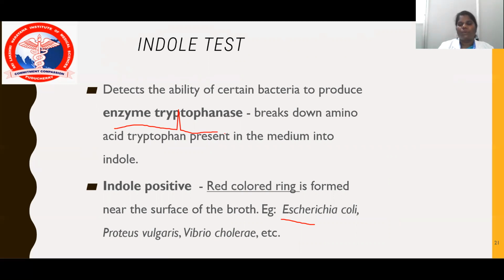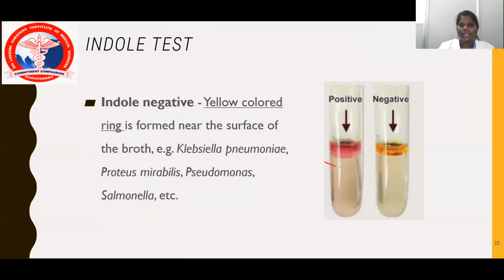Next day, you have to add a Kovac's reagent. That Kovac's reagent reacts with that medium and forms a cherry red color ring. So this is a classical example of indole positive. Klebsiella will be negative. There will be a yellow color ring, that is, the Kovac's reagent alone will be hanging on the top.